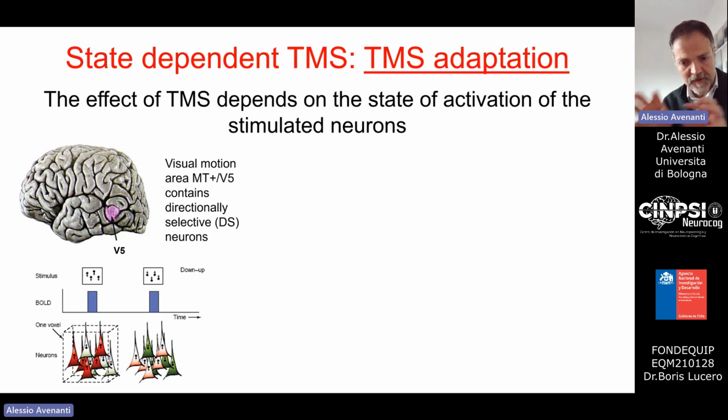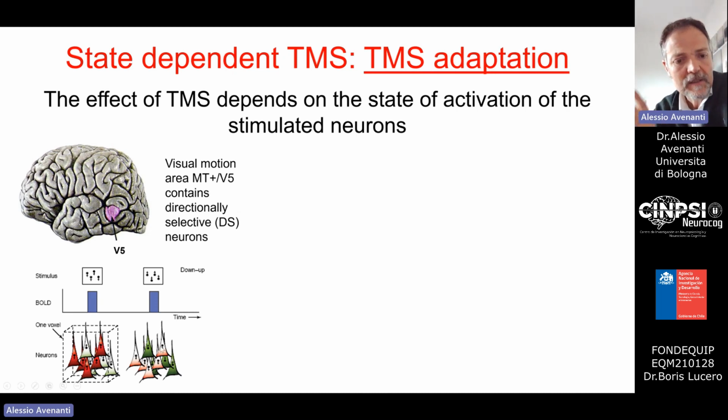So they are different populations of neurons taking care of different directions of moving objects or just dots, as in this example. For example, here you will see, this is of course a schematic representation of what happens in a given bunch of neurons. But let's imagine that in a given volume of neurons, there are both neurons that are selective for downward stimulation here, and these are represented in red.